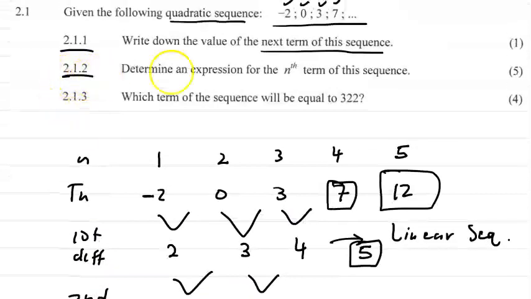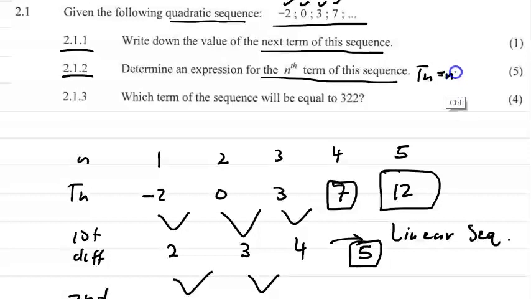2.1.2, it says determine an expression for the nth term of the sequence. Now remember that the general term of a quadratic sequence is as follows. Tn equals an squared plus bn plus c. I'll write it down again just now. So that's the general term of our quadratic sequence.